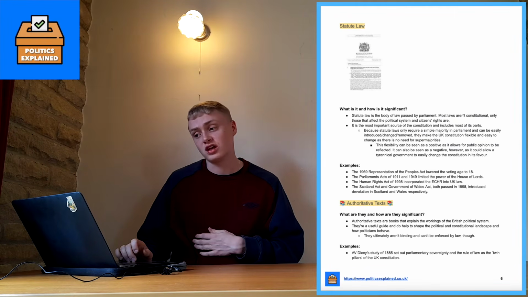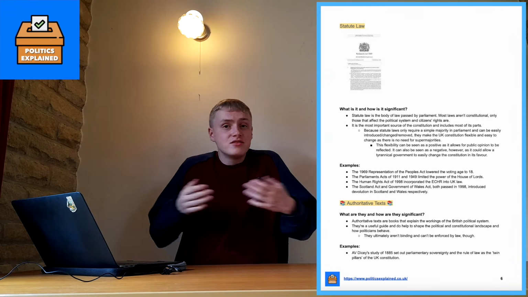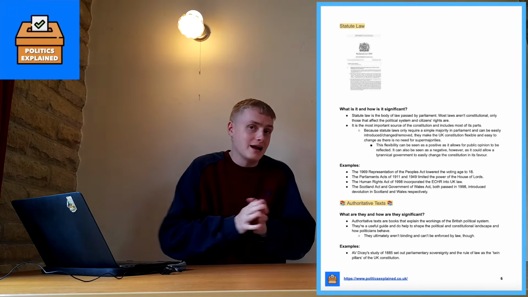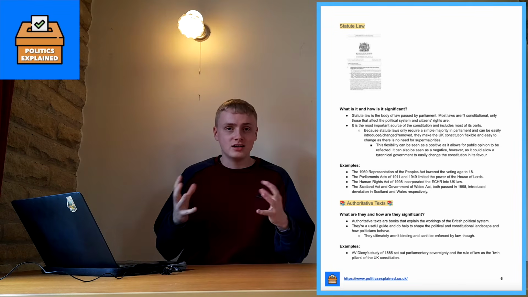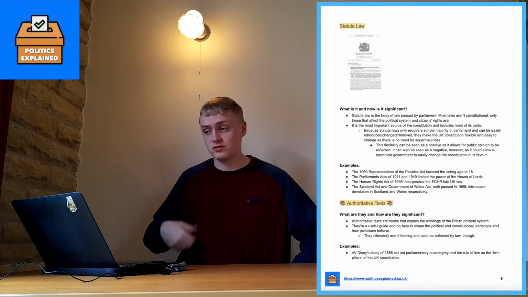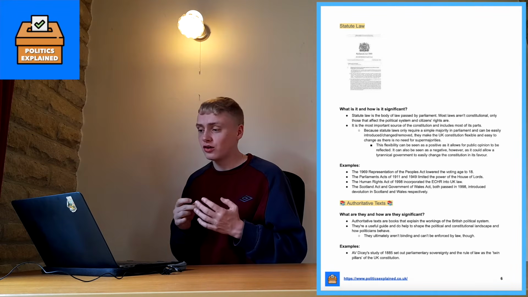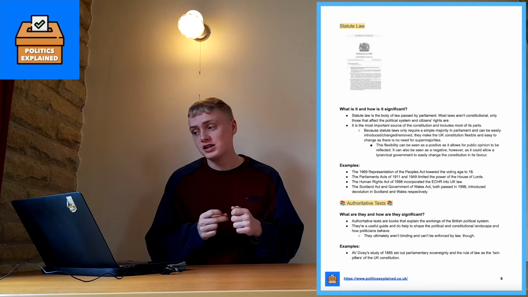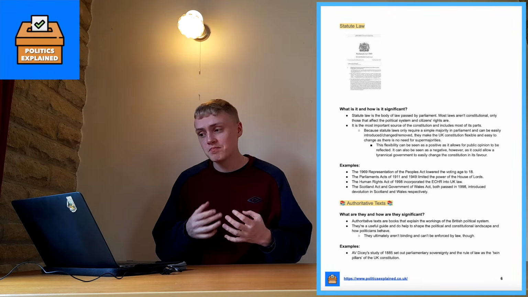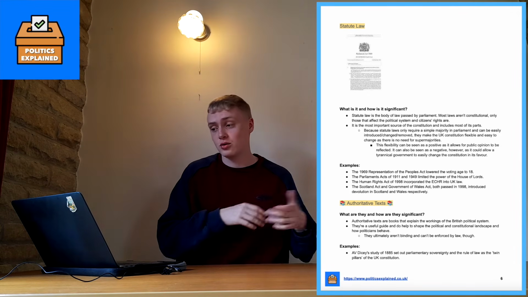Another key part of the constitution that is written down is statute law. Statute law is the body of law passed by Parliament. Many of these laws aren't constitutional, only those that affect the political system and citizens' rights and pertain to politics generally. It is the most important source of the UK constitution and includes most parts of it. Because statute laws only require a simple majority in Parliament and can be easily introduced, changed and removed, they make the UK constitution flexible and easy to change, as there's no need for supermajorities to change the constitution as there is in the US, for example.